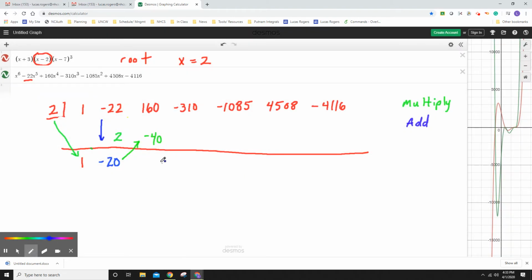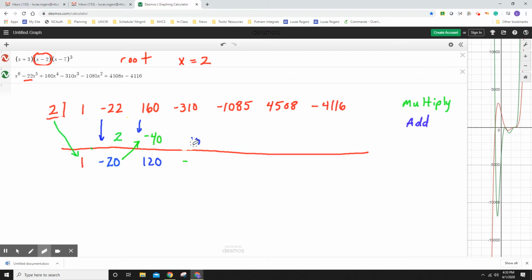So we're here, and we're going to do 160 plus negative 40, or 160 minus 40, which is 120. And then we're going to multiply again by 2 times 120 is 240. I want that in blue there. So 240. And then we're going to add straight down, which ended up giving us negative 70.